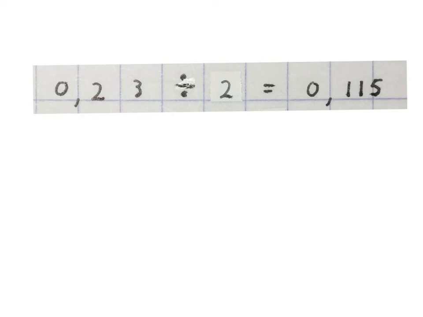Good day. This is our first video on decimal fractions divide. We will show you three methods how you can divide 0.23 by 2 to get this answer without using a calculator.